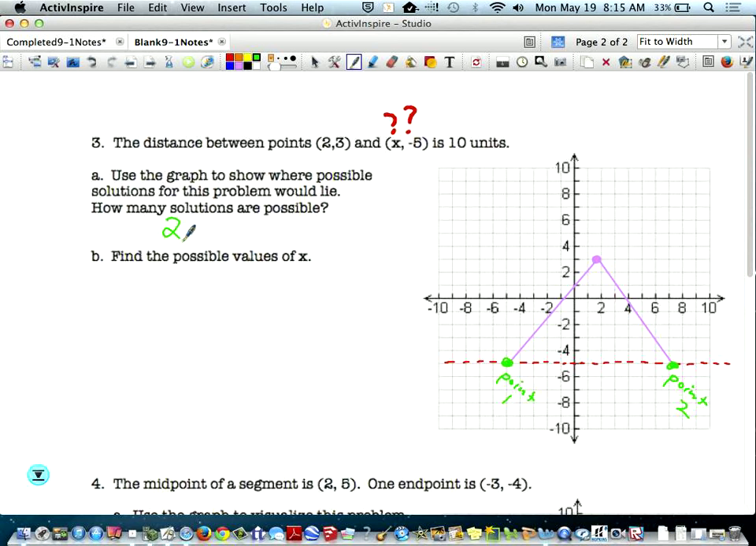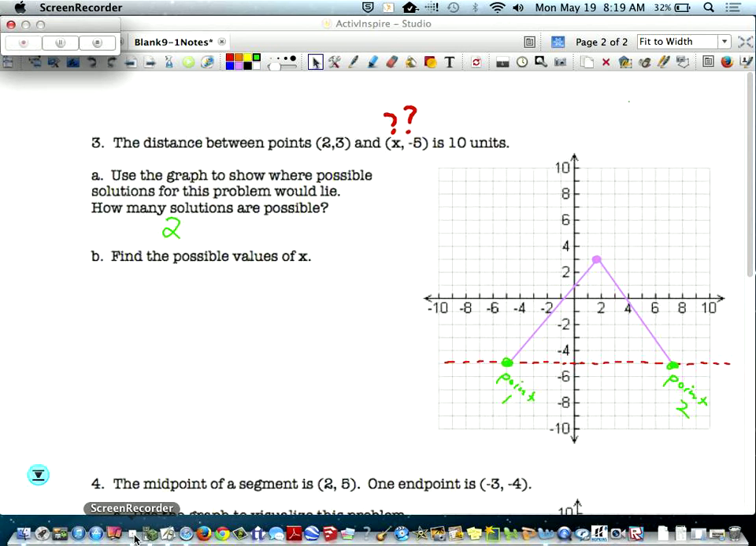Find the possible values. So what do we have to do? Does anybody know what this is setting up? We must use the distance formula. Now, I will tell you, if you set it up a certain way, it makes your life a little bit more difficult. If you set it up the way I show you, you should be better off.